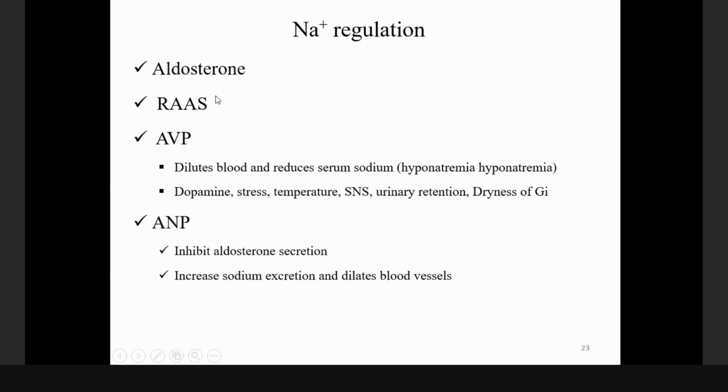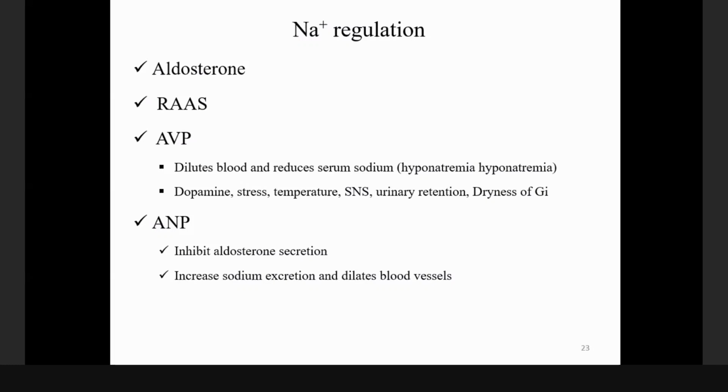So the first is aldosterone. Aldosterone increases the blood sodium level. So aldosterone should be produced when the sodium in your blood gets less. The other is the RAS system, the renin-angiotensin aldosterone system, which is another component.